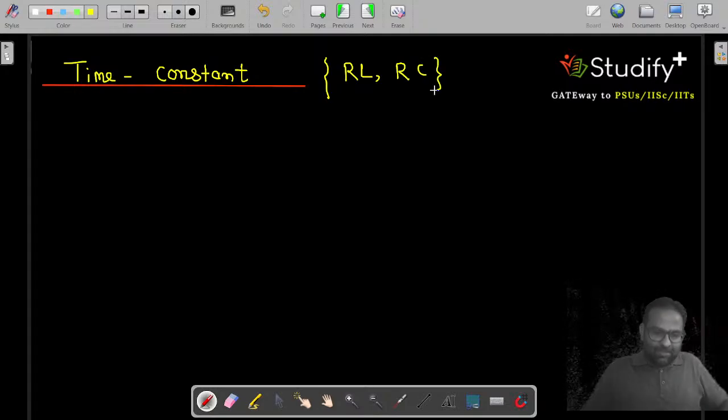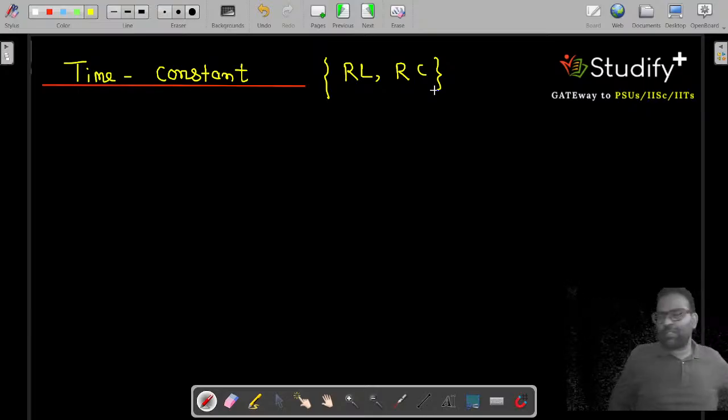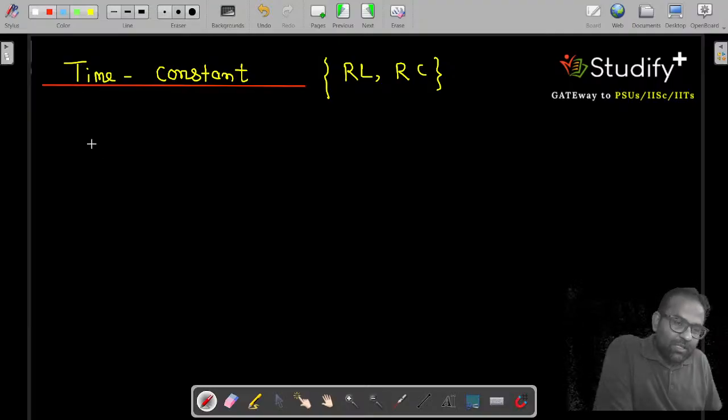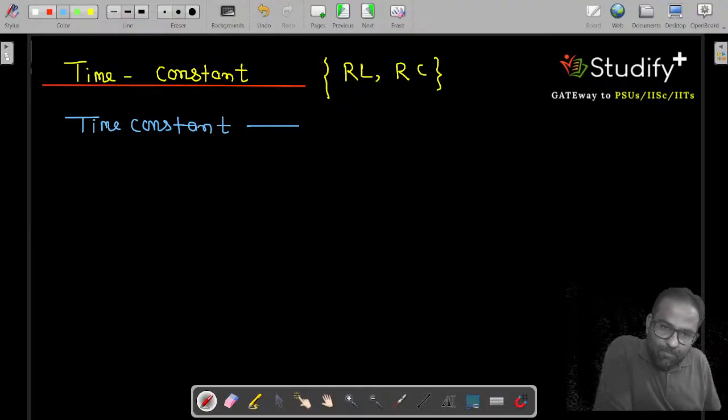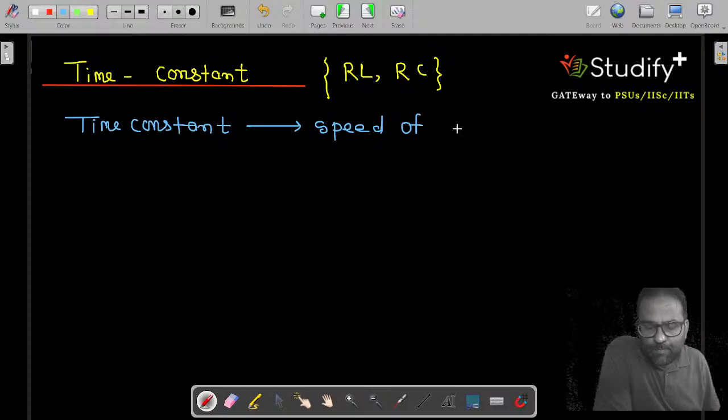Mainly we are interested in this because time constant has different definitions. For some waveforms, time constant is not defined. Suppose you have an oscillatory waveform, what is time constant? Nothing, because time constant is always related to the speed of the response. Always remember, it is always related to the speed of the response.